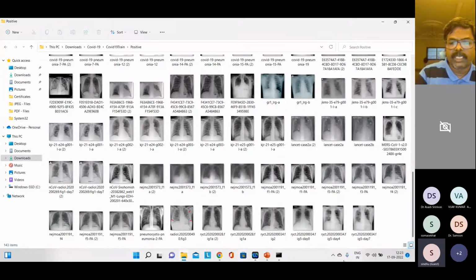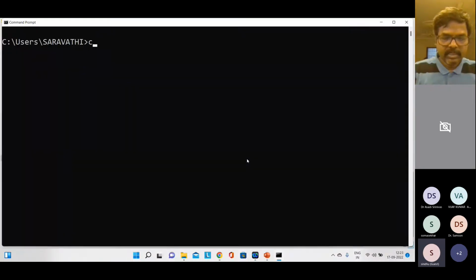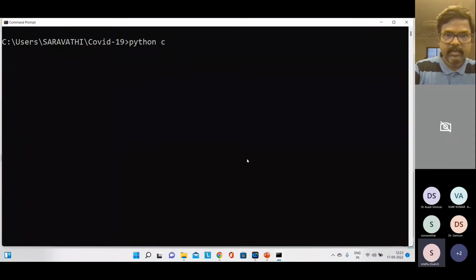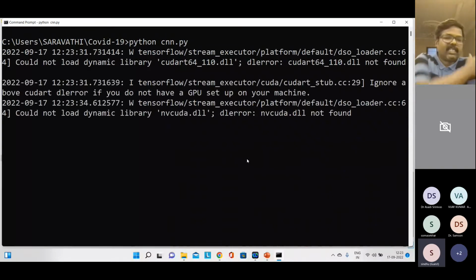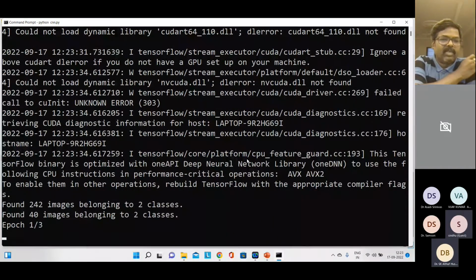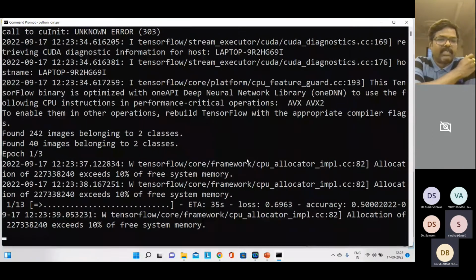Now I am running this application. See here, CD COVID-19. So here I kept all the data set, CNN, and two folders I have created. Now I am running python cnn.py. See here, now it is going to classify the two images. I have kept only three epochs, not more than that one.